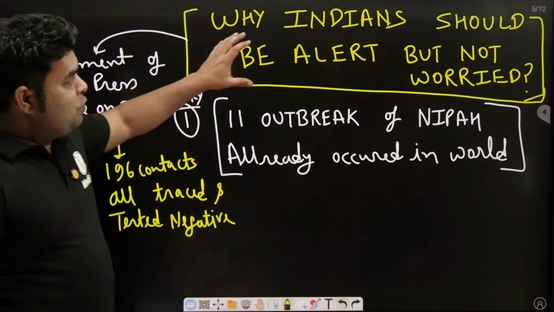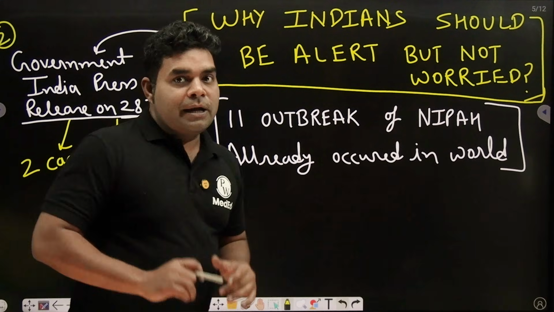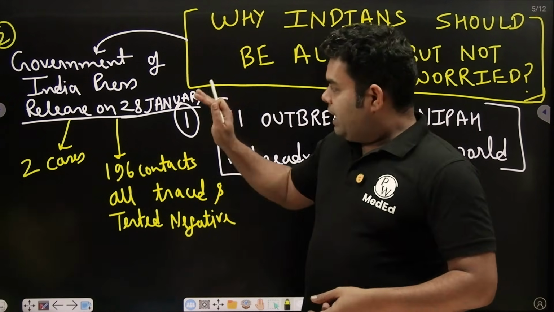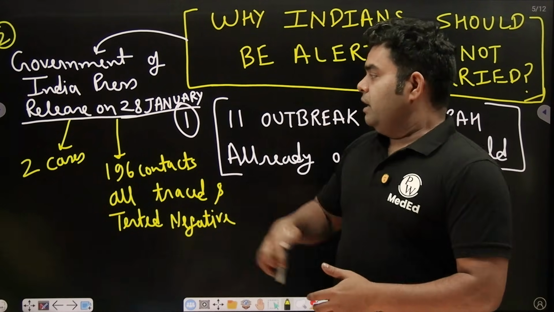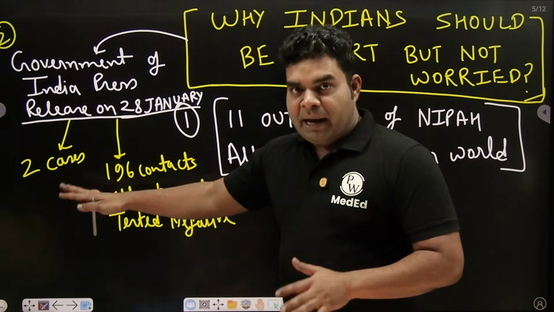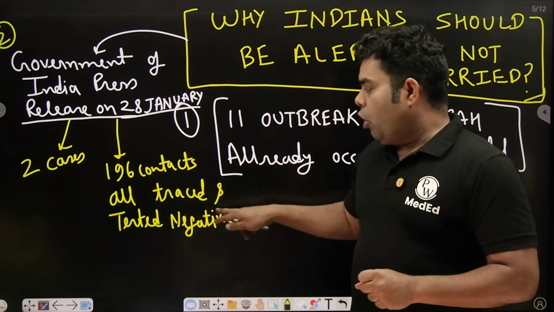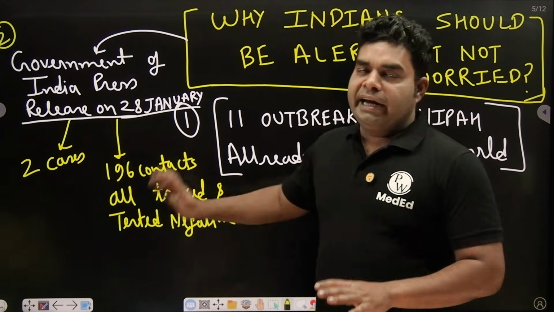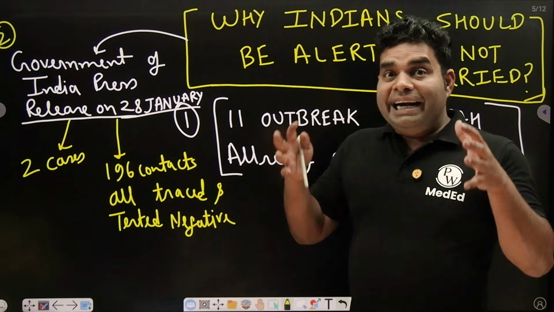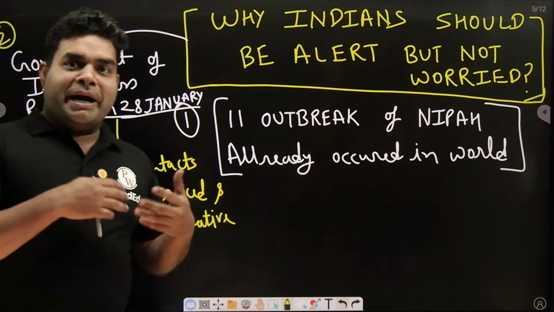But should we be worried? Answer is no. We should be alert but not worried. Why? The first reason which the Government of India press release gave was that on 28th January, there are just 2 cases and none of them has died yet, but they are in the ICU of course. And there are 196 contacts, all traced and all of them tested negative. So we should not be worried according to the Government of India, because the cases are contained. But you might trust the government or might not trust it.